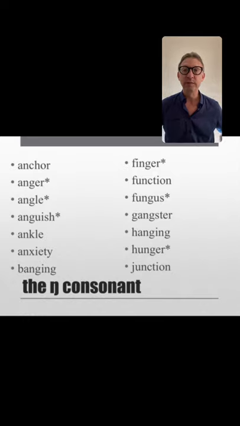Ankle, not uncle, ankle. The ankle bone is just above the foot. You can see it. It's on the outer sides of each foot, just above the foot. You have the ankle. Anxiety. This is nervousness. You're tense. You're not relaxed. You're anxious. This is the adjective of anxiety. Anxiety is a noun. Anxious is the adjective.